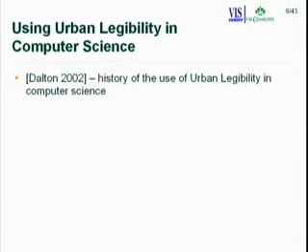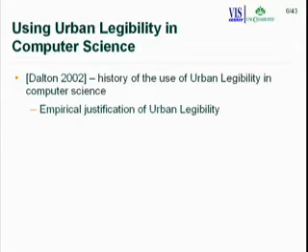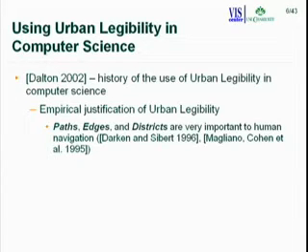The use of urban legibility in computer science really goes back a little ways. Ruth Dalton, in her 2002 paper, just chronicles the history of what people have done in computer science in the use of urban legibility. And it kind of broke down to two groups. There's one group that tries to justify whether or not the idea of urban legibility actually makes sense. So what they did was they tried to figure out if these elements are actually important to human navigation.